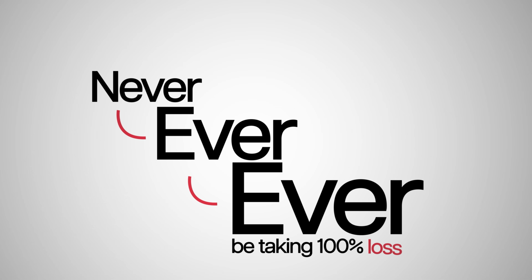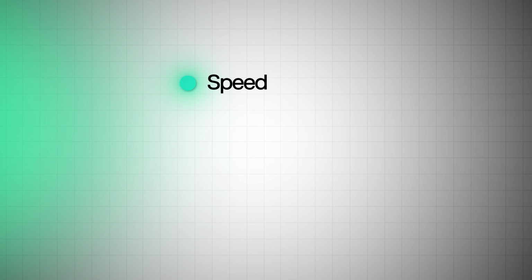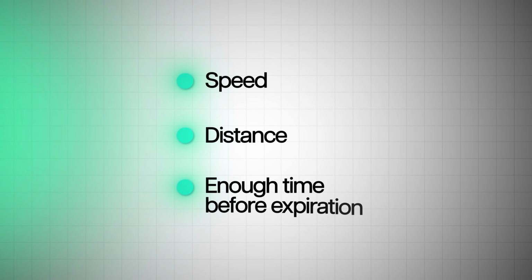That's the part that gets beginners, and you should never, ever, ever be taking a 100% loss. And that's where most beginners make the mistake in their risk management. But then they think, but I was right, Coinbase went down. But they don't get the right takeaway. Yes, the stock went down, but the option contract needed more than just the right direction. It needed enough speed, it needed enough distance, and enough time before expiration.